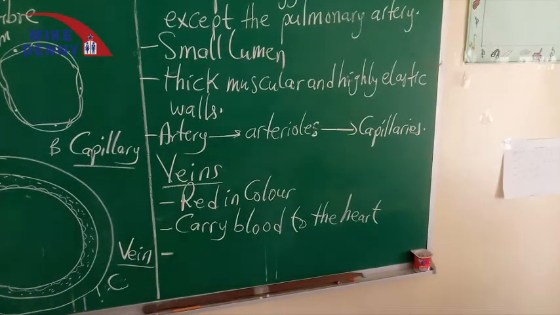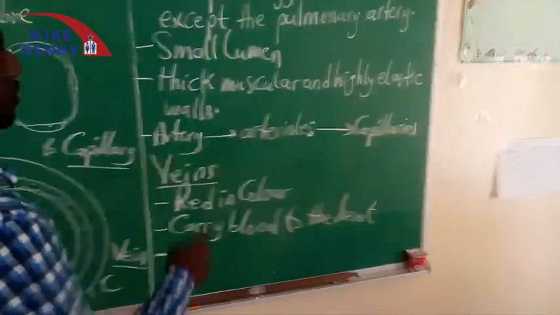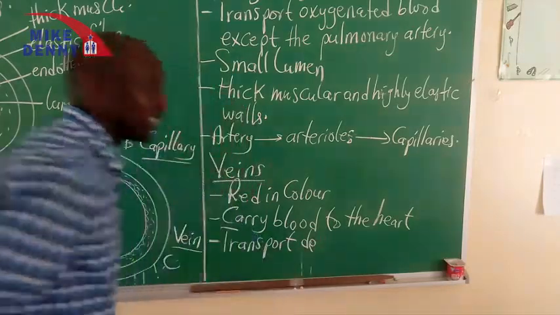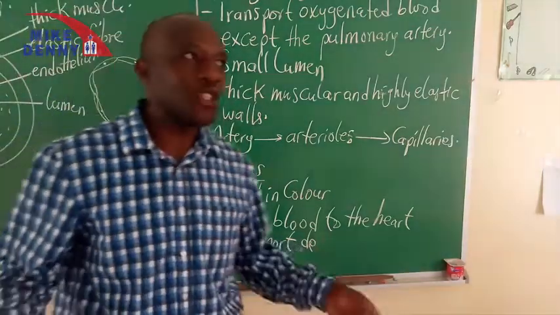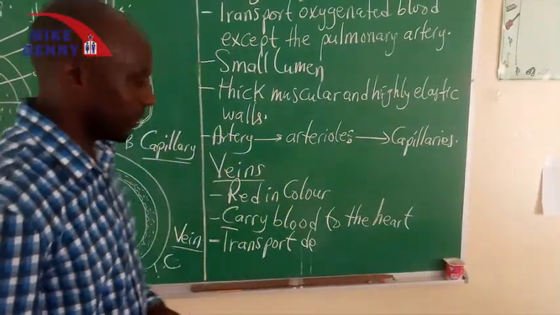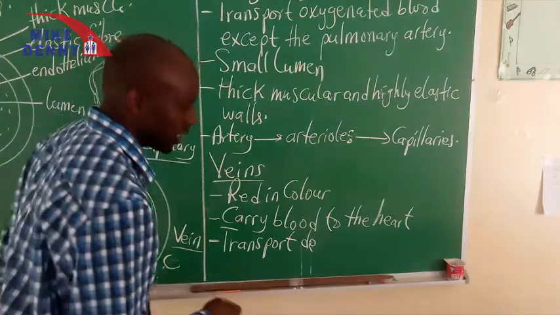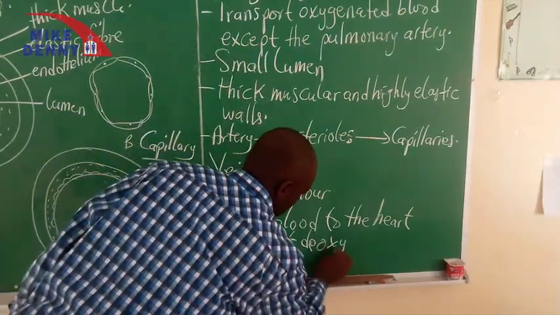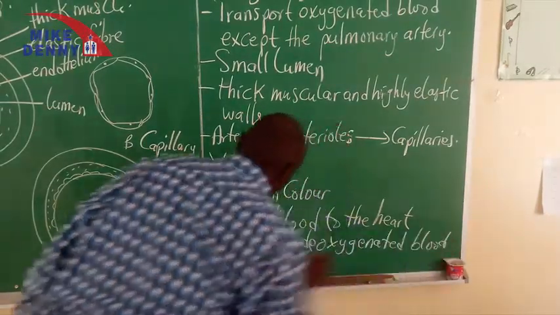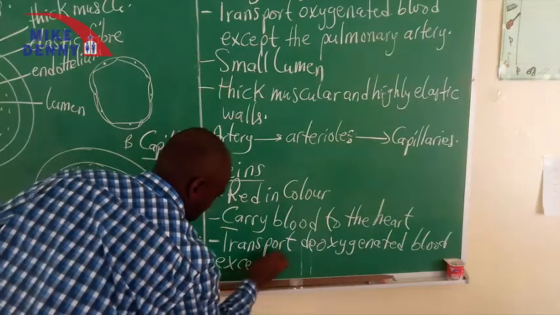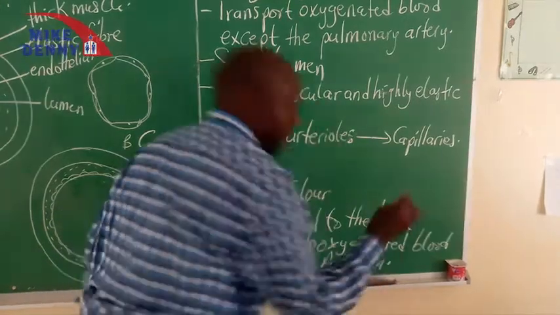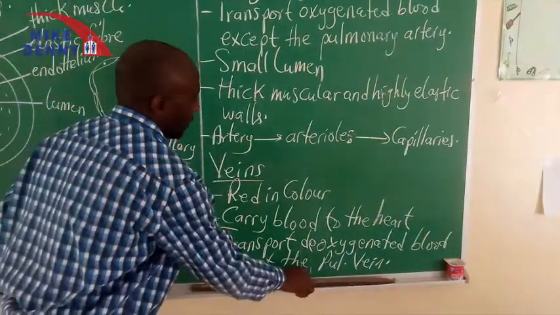Then which type of blood are they carrying? Here we saw oxygenated blood for arteries. Veins transport deoxygenated blood, except the pulmonary vein. So we take note.